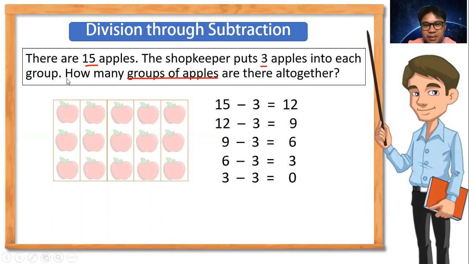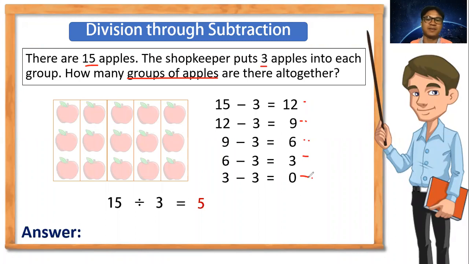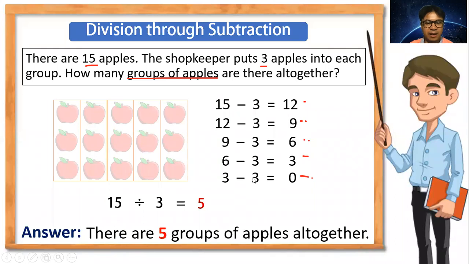So that is repeated subtraction. Okay. So in other words, 15 divided by 3. How many groups of apples? 5 groups. You can see here: 1, 2, 3, 4, 5. 5 groups of apples. So there are 5 groups of apples altogether. So this is the answer in the form of a sentence. All right, this is division through subtraction.